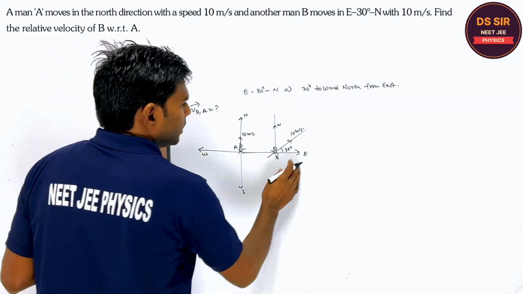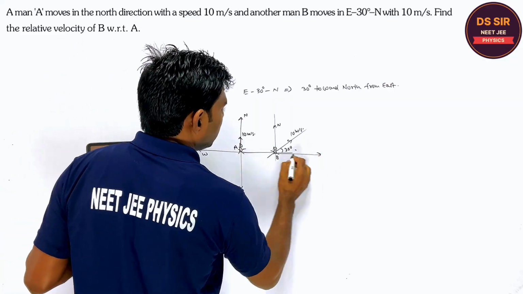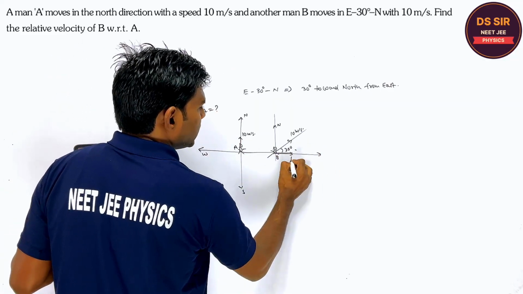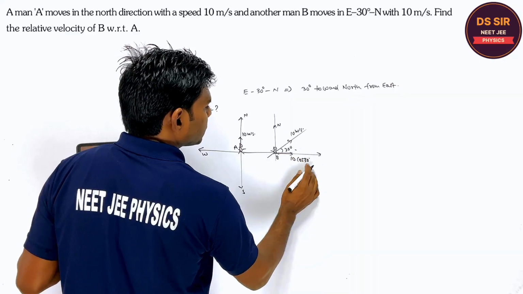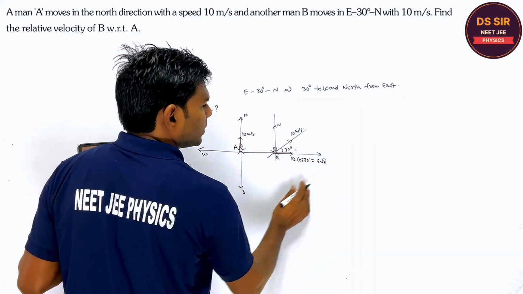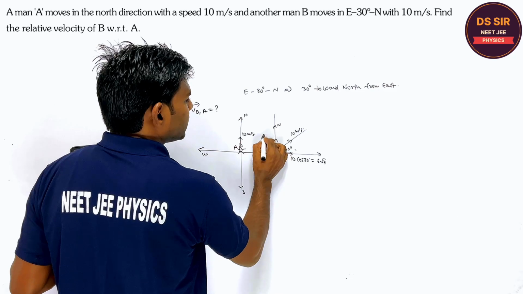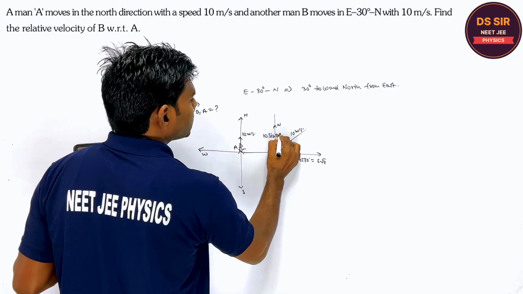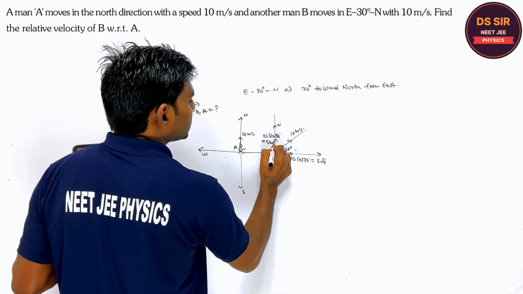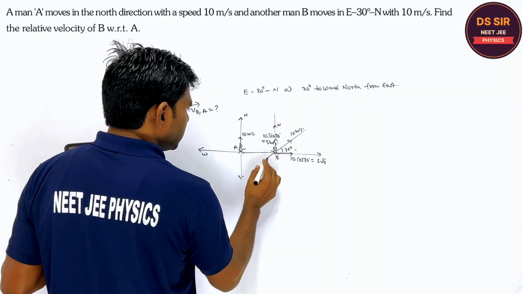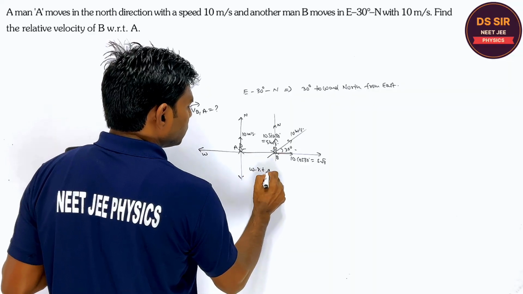So it is simple. So what we will do, its velocity is what? Say 10 cos 30 in this way. This is 5 root 3, right? And this is the 10 sin 30. What is this? Say it is 5 meter per second.